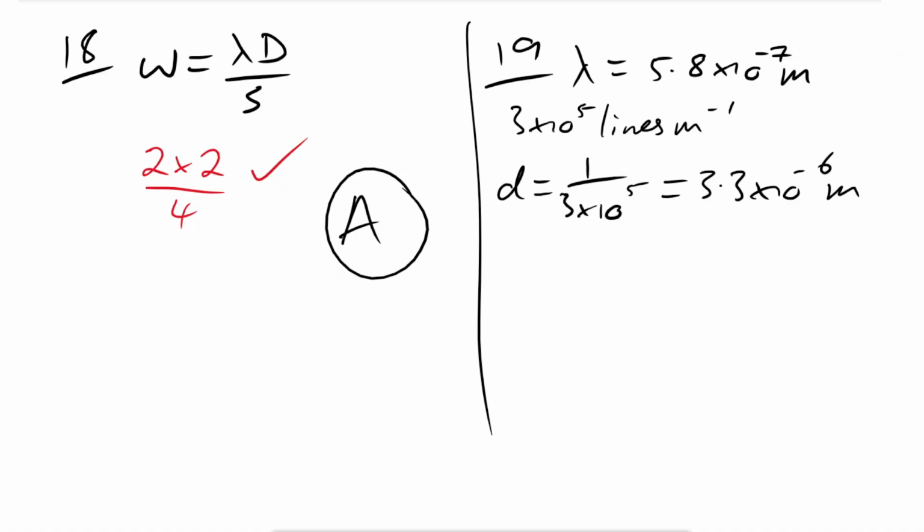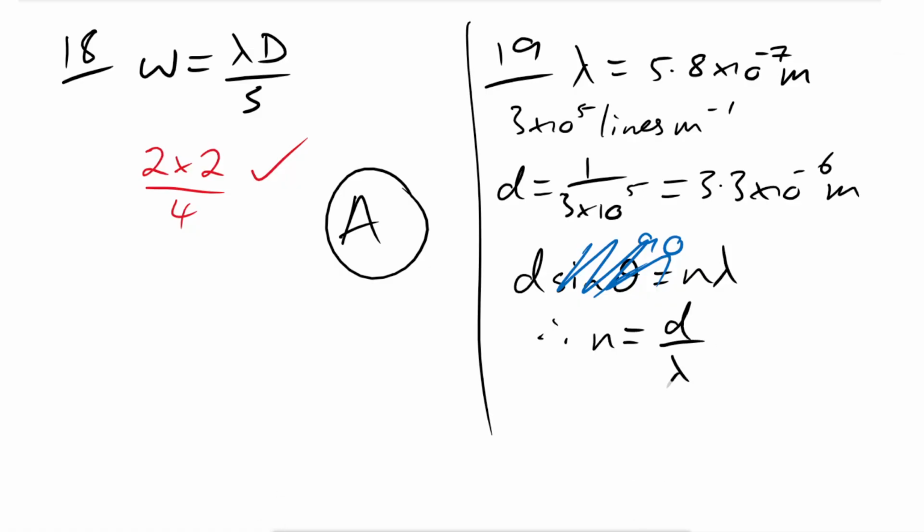We're looking for the highest order maximum produced, so therefore we're going to get our equation. Doesn't matter which way around, but I'm going to write it as d sine theta equals n lambda because I accidentally started writing it like that. We're looking for the maximum order, so therefore we're going to say that theta is 90. That means that sine theta disappears because sine theta is 1. Therefore, the maximum order produced is going to be equal to d divided by lambda.